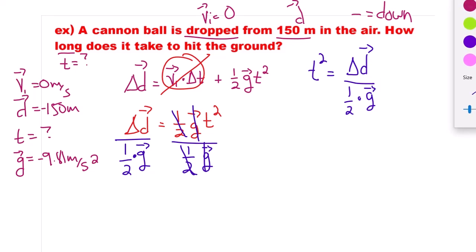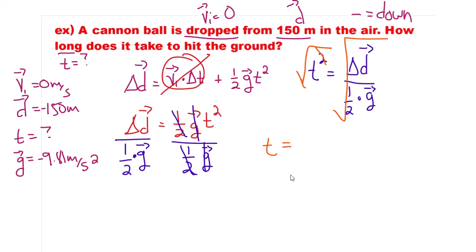Now, the only thing I have to get rid of is this pesky square over here. So how do I get a square to cancel? I take the square root, because a square and a square root are opposite functions. So I take the square root of this side, that's going to cancel my square, and I'm allowed to do that as long as, if I square root this side, I have to square root this whole side over here too. And so what does that leave me with? t is equal to the square root of delta d divided by 1/2 times g.